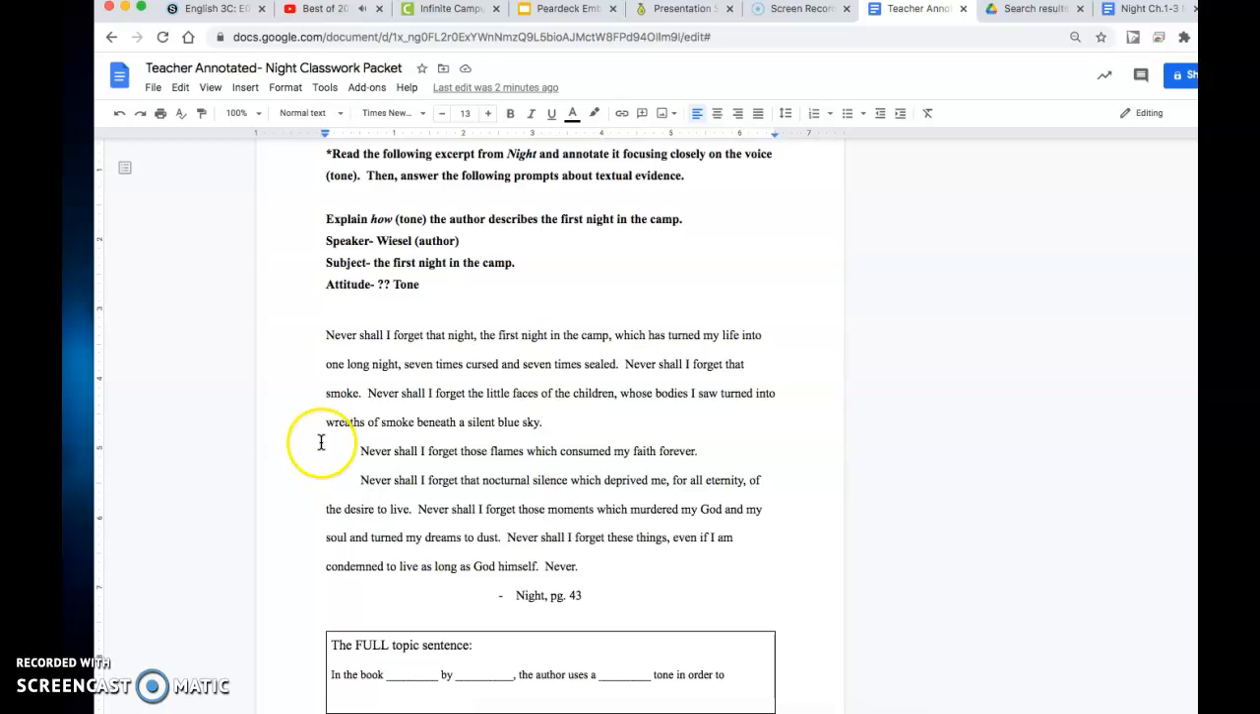So let's start by annotating it. The first thing that I hope you noticed is how many times he says, never shall I forget, throughout this passage. It's repeated, which is repetition, and it's actually repeated 7 times.